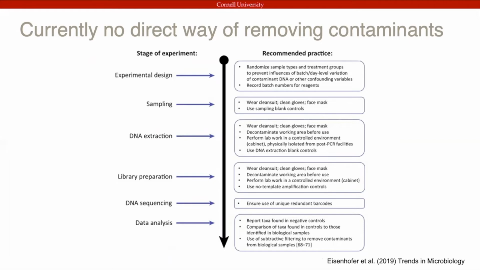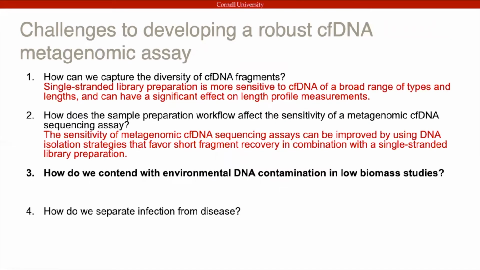There are also a number of batch correction algorithms to try to correct for contamination after samples have been sequenced. And these usually rely on detection of any species that are found in the negative controls, and then using subtractive filtering to remove those from the sample. This runs into a lot of problems, and one of them is that there are a lot of species that are both DNA contaminants and also infection causing. And so a major challenge we wanted to address is how we can contend with environmental DNA contamination in low biomass studies.